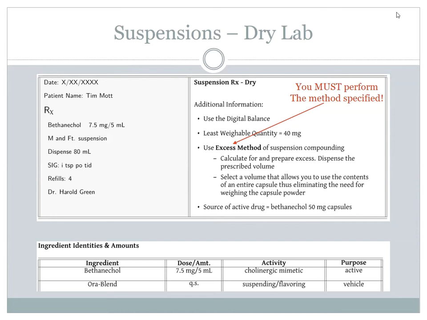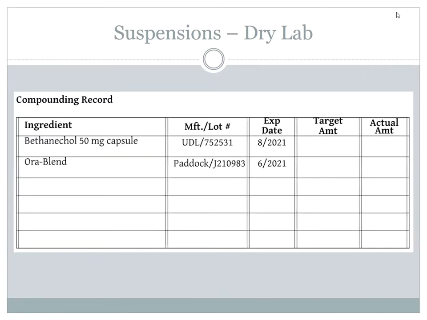Our source of active ingredient in this method for this prescription will be bethanechol, but we don't have it as a pure powder. That's going to make it more difficult. We have 50 milligram capsules. All right, so keep that in mind. So as you can see here, as before we do our calculations, I've got 50 milligram bethanechol capsules as my source of active ingredient. But what am I going to use as my suspending agent? How am I going to formulate this drug powder into a suspension? Well, hopefully from the video you realized you need a suspending agent.